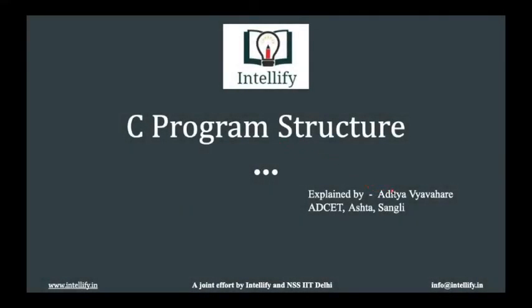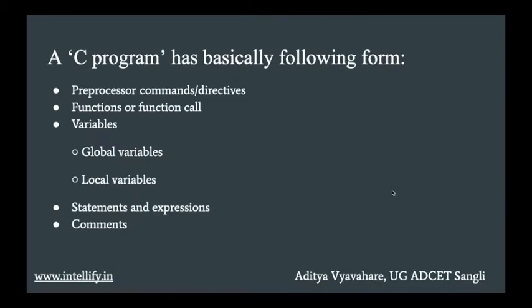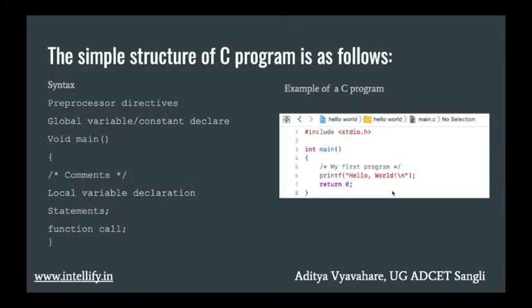Hello students, in this session we will be studying the structure of a C program, its components and their function at different places. A C program basically has 5 components. First, preprocessor commands, also called preprocessor directives. Second, functions or function calls. Third, variables, which are of two types, global variables and local variables. Fourth, statements and expressions, and fifth, comments.